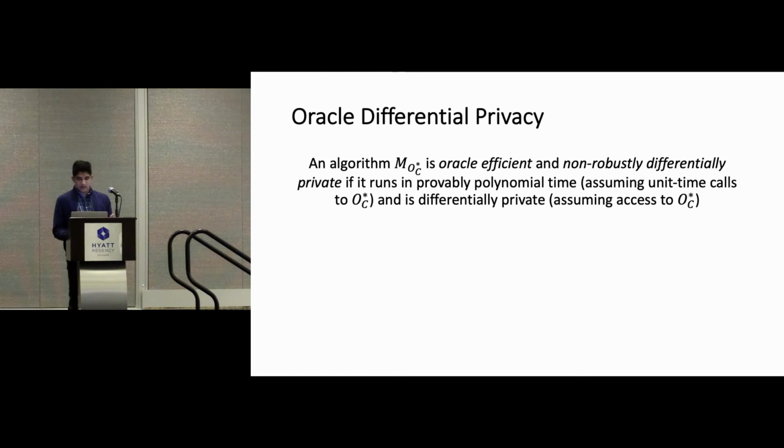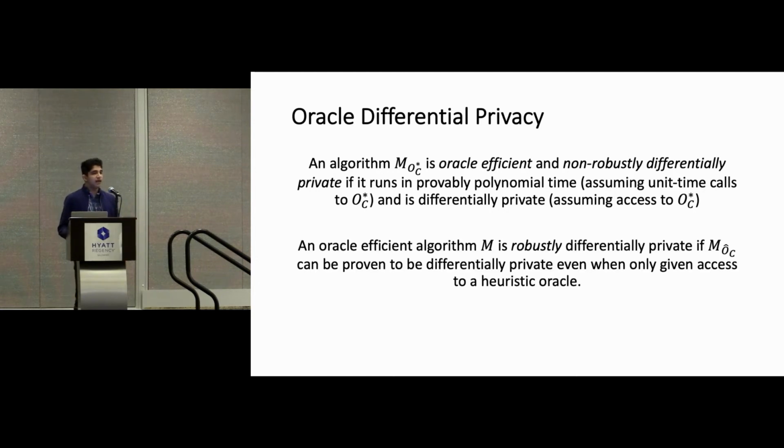Okay, and this corresponds to 2 notions of differential privacy in this talk. The first we'll say is non-robust differential privacy. So this is an algorithm that is differentially private, conditional on access to a perfect oracle. And the second kind is robust differential privacy, i.e. real differential privacy. So no matter what, even if the oracle fails, the algorithm is always differentially private. And so the reduction will be going from 1 to 2.